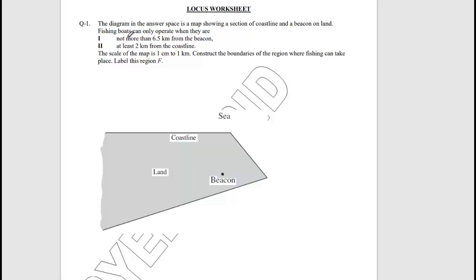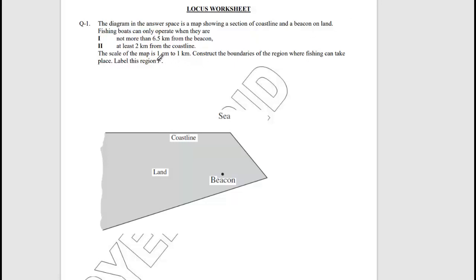Fishing boats can only operate when they are not more than 6.5 kilometers from the beacon, at least 2 kilometers from the coastline. The scale of the map is 1 centimeter to 1 kilometer. Construct the boundaries of the region where fishing can take place. Label this region F.